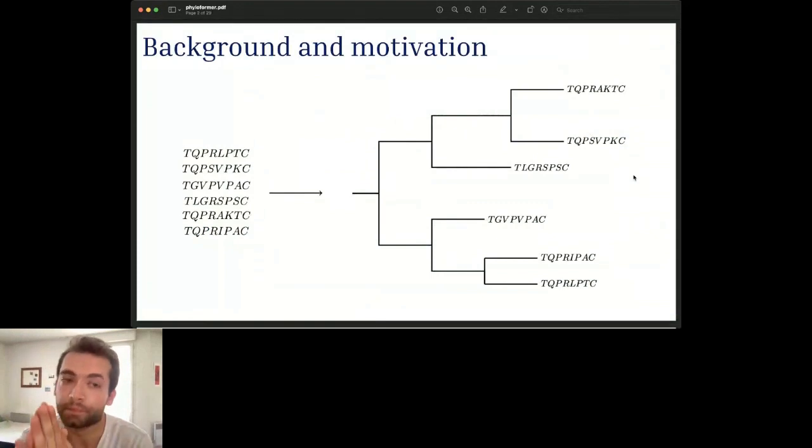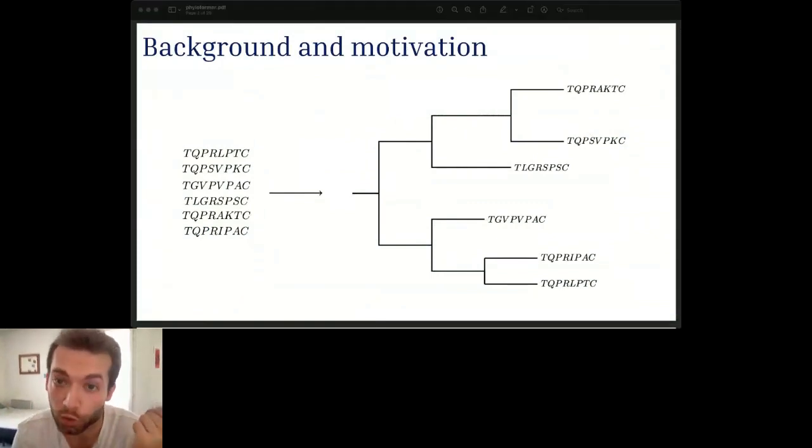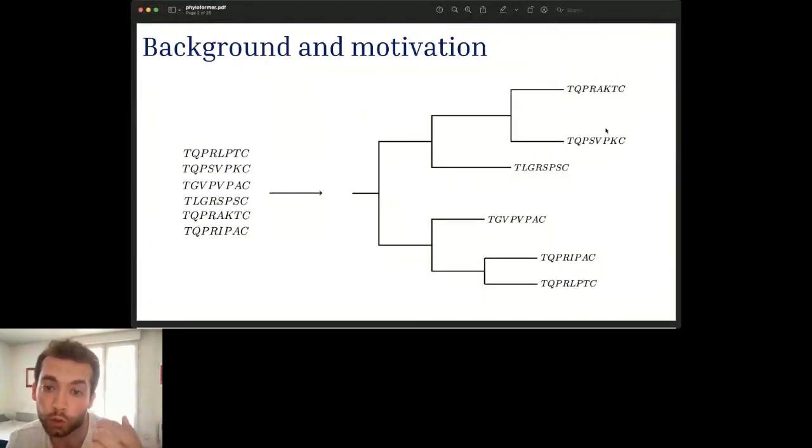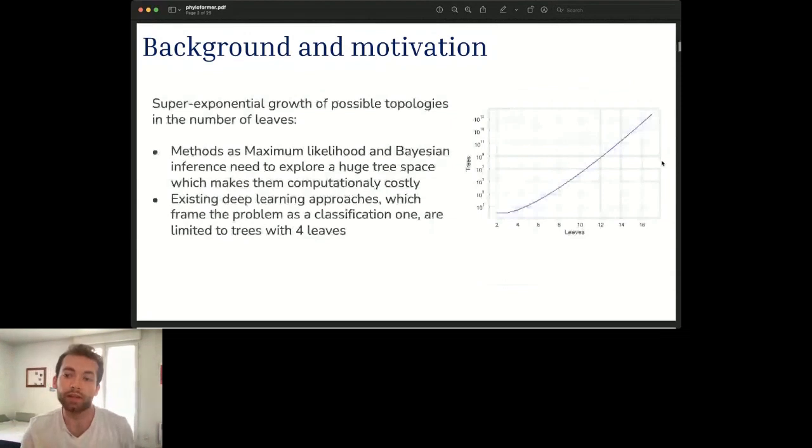The problem at hand is that of phylogenetic reconstruction, namely given a set of homologous sequences, protein sequences in our case, we want to reconstruct the tree topology which describes their evolution from a common ancestor. One issue that makes this problem hard is the fact that the number of possible unrooted binary tree topologies grows super exponentially with the number of leaves, that is the number of sequences. So for instance, already with 10 leaves, we have more than 1 million possible tree topologies.